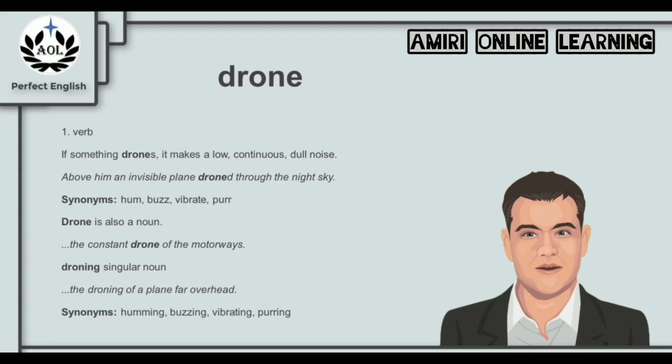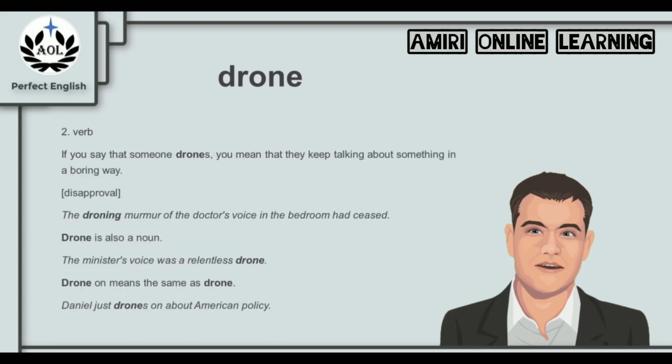A drone can be used in a different context. If you say that someone drones, you mean that they keep talking about something in a boring way, and that is a negative word that shows our disapproval. For example, the droning murmur of the doctor's voice in the bedroom had ceased. So we're talking about the boring way a person talks.